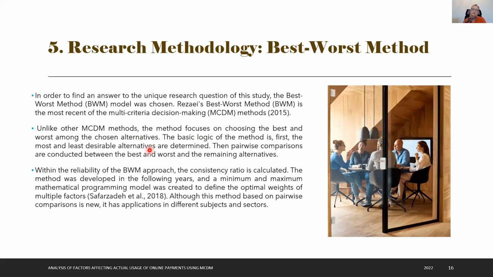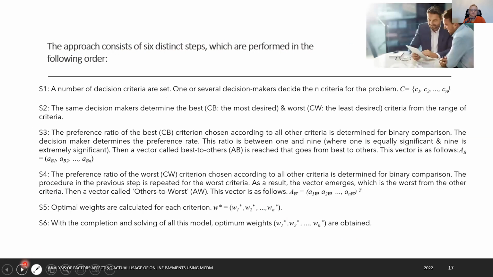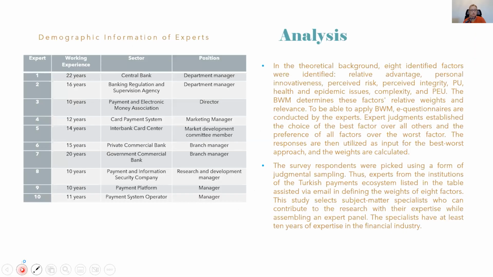The basic logic of the method is, first, the most and least desirable alternatives are determined, then pairwise comparisons are conducted between the best and worst and the remaining alternatives. To ensure the reliability of this approach, the consistency ratio is calculated. It has 6 steps, which are performed in the following order. I'm not going to go into detail, as I may have time problems, so I continue with the analysis.